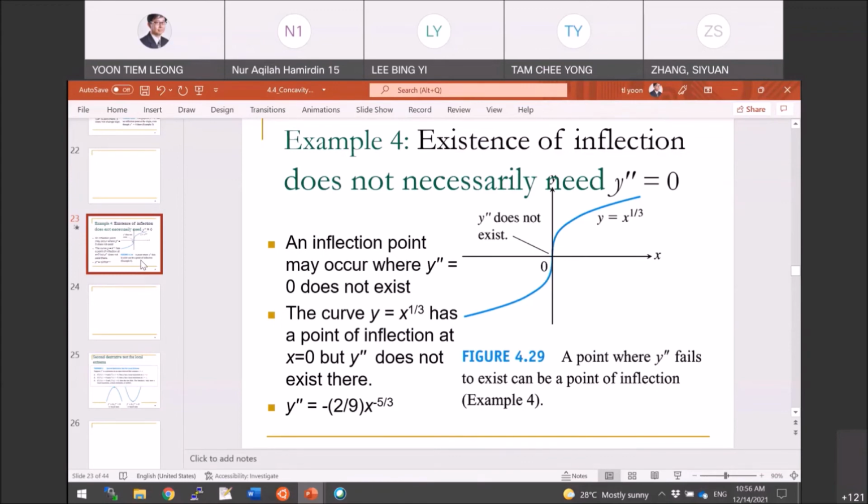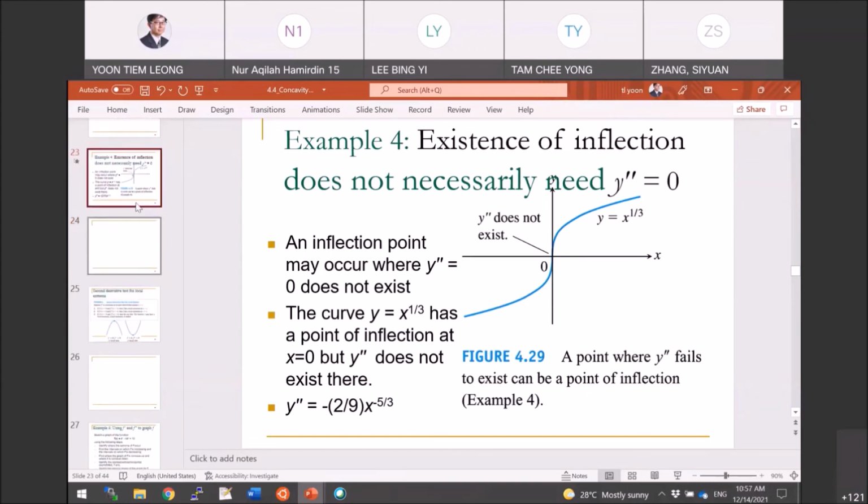Just be careful that y prime prime equals 0 does not necessarily mean the point is an inflection point. But for the case of y prime equals 0, that must necessarily mean that point is a critical point. But these are just minor changes in the definitions. Okay, so now we have already understood what is meant by an inflection point.